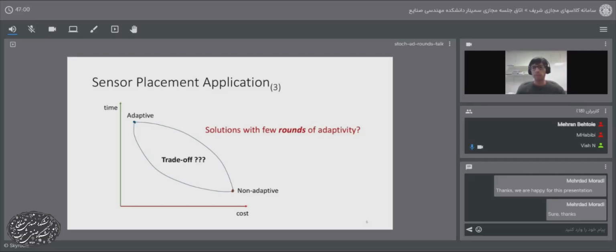And we will quantify this by rounds of adaptivity, where in every round, we are taking some decisions in parallel. So we don't have to wait for the random outcomes to realize in a sequential manner. So if we have only a small number of rounds, then the implementation time will be smaller. Of course, having a single round would correspond to a non-adaptive solution, and having an unbounded number of rounds would correspond to an adaptive solution. So we want to sort of trade off between these 2 extremes.